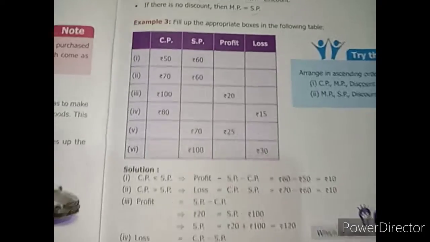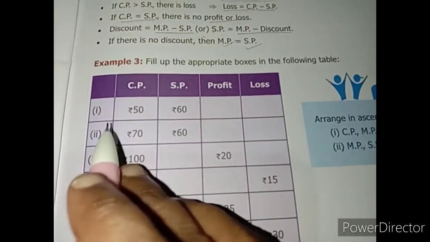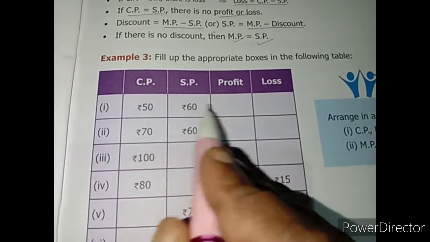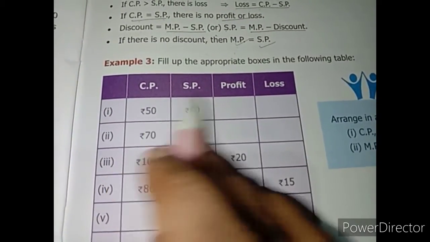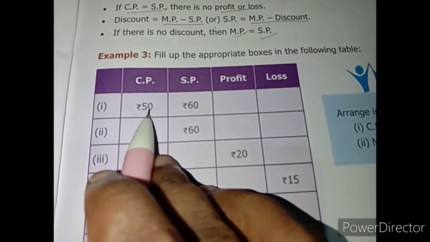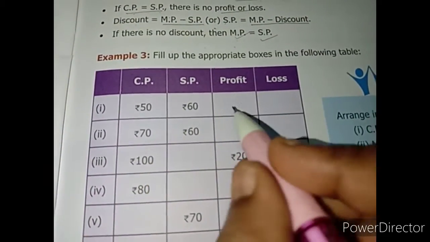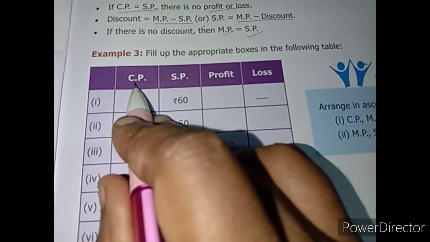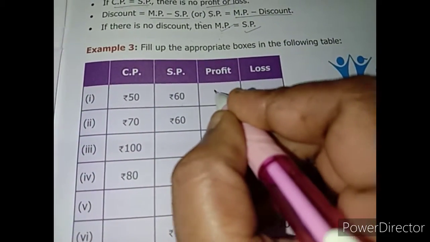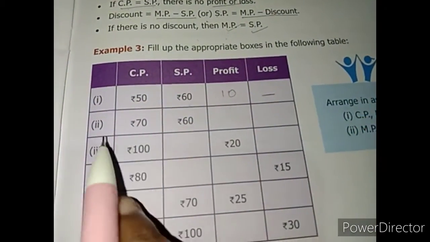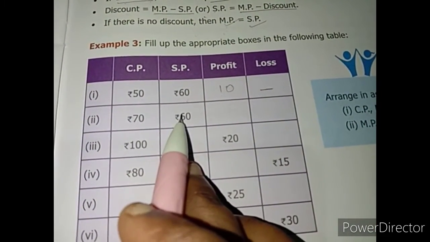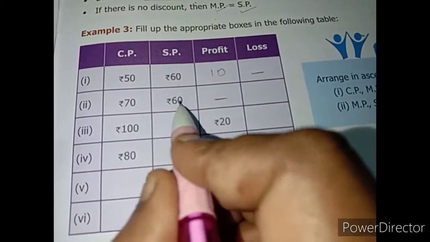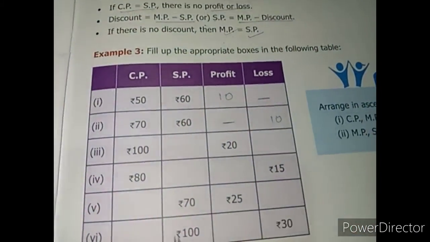Okay, let's fill this one. If cost price is 50 rupees and selling price is 60 rupees, what is the profit? So here, profit or loss. Cost price is less, selling price is more, it is a profit, so it is not loss. So how much? Selling price minus cost price, 60 minus 50, 10 rupees is a profit. Cost price is 70, selling price is 60, it is a loss. So 70 minus 60, 10 rupees loss.